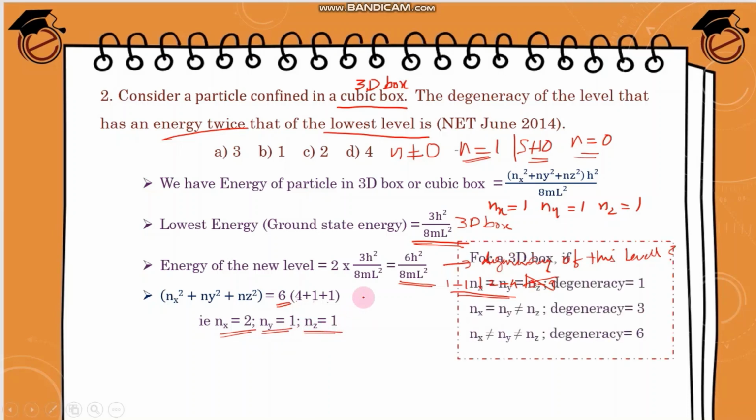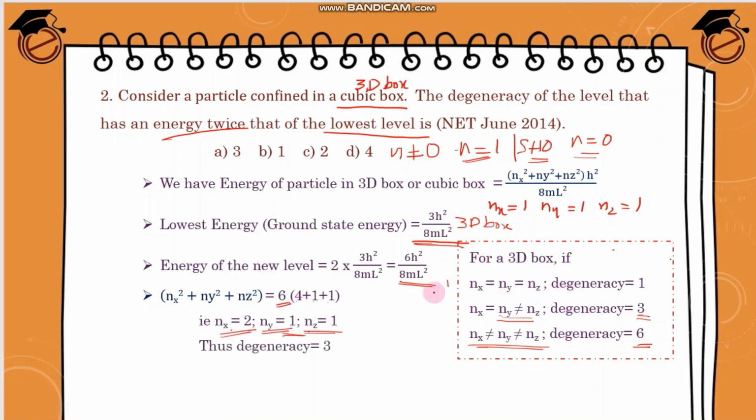So we have to find out the degeneracy. We already have these values. If all values are the same, then the degeneracy will be 1. If any two of the values are the same, the degeneracy will be 3. If all values are different, the degeneracy will be 6. Here you can see 2 values are the same, 1 value is different. That is, the degeneracy will be 3. Right. So our answer is option A, 3.